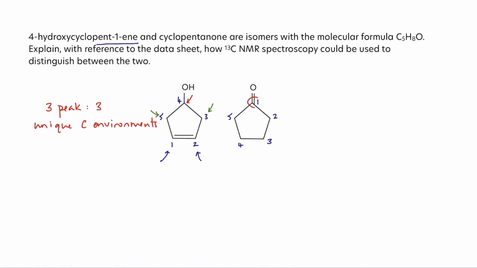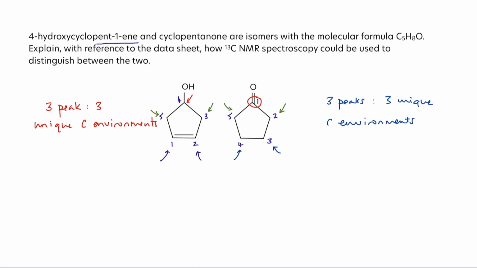How about our cyclopentanone? Well, clearly the carbon here at the top is unique. And then once again, as my molecule is symmetrical, I can see that carbon atoms 2 and 5 are equivalent. They share a chemical environment. And carbon atoms 3 and 4 are equivalent because of their position in this ring system. So once again, 1, 2, 3, I would expect 3 peaks because I've got 3 unique carbon environments.